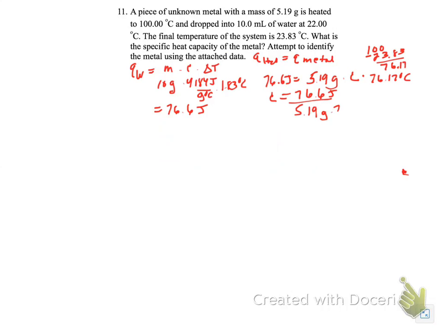I rearranged the equation to solve for C, and when I do that, I'm going to divide on both sides by 5.19 grams and 76.17 C, and I calculate C is going to be 0.194. Okay, so I look on that list. I didn't make a copy of it on the tablet here, but if I look at that list, there is nothing that is 0.194 joules per gram degrees C. The closest thing I find is tin, which is 0.21.